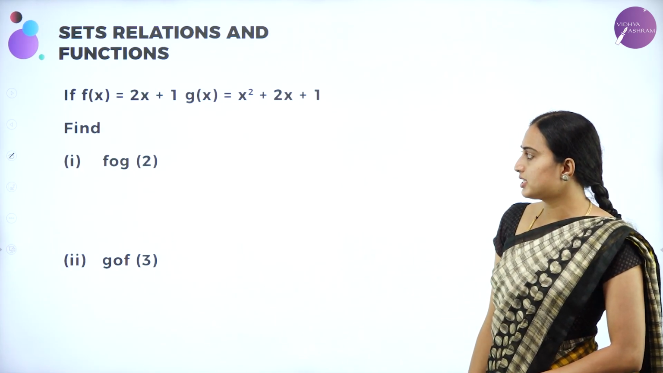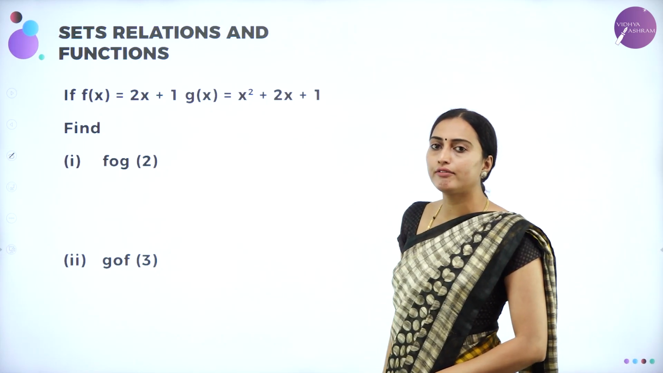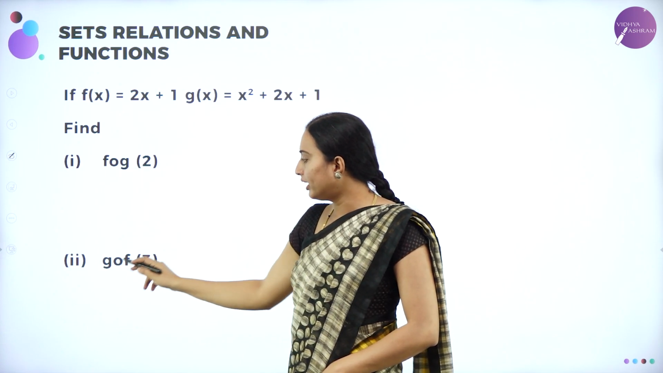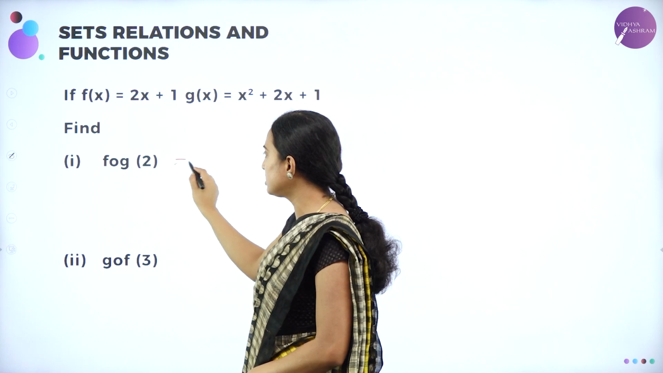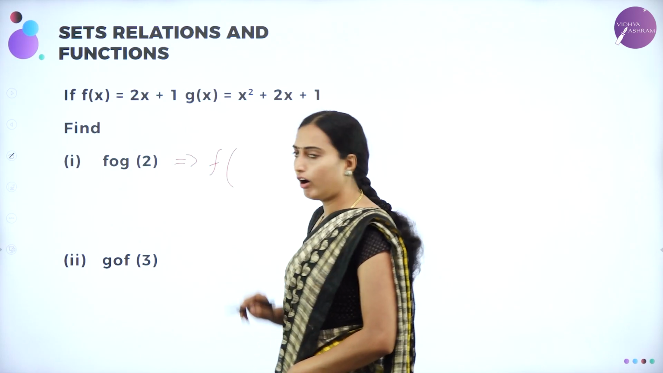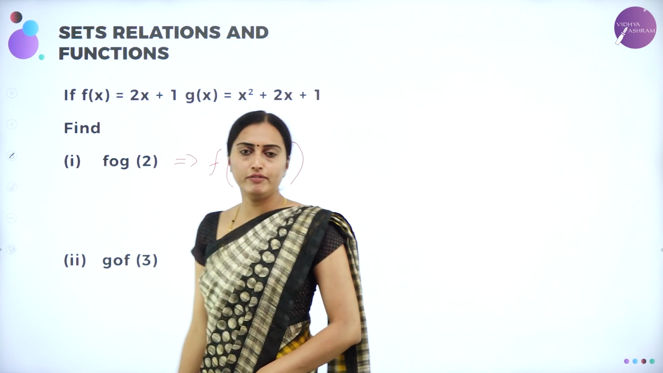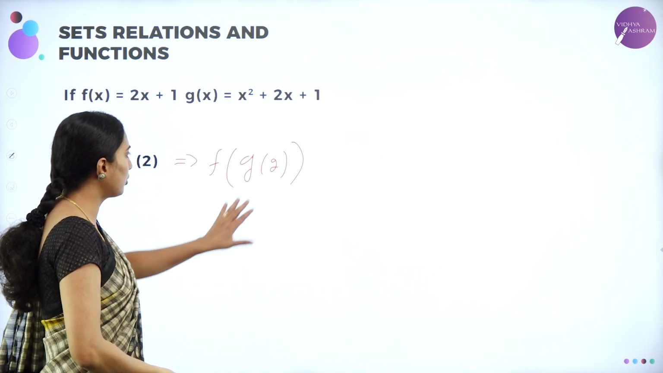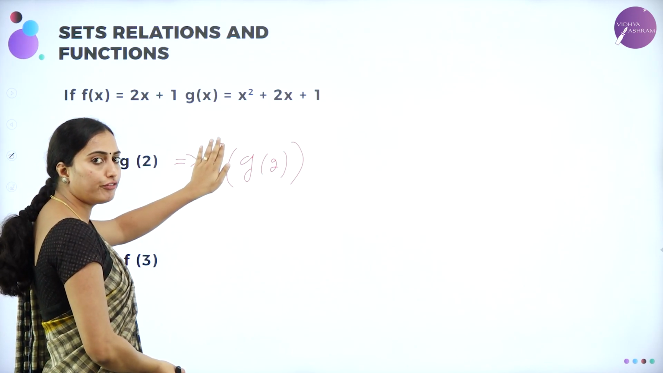If f of x is equal to 2x plus 1, and g of x is equal to x squared plus 2x plus 1, find fog 2 and gof 3. Fog 2, how to find out? You take it as f of g of 2. What is f of g of 2? First you solve the bracket. Inside the bracket, g of 2. G of 2 will look like g of x, putting x equal to 2 in g of x.